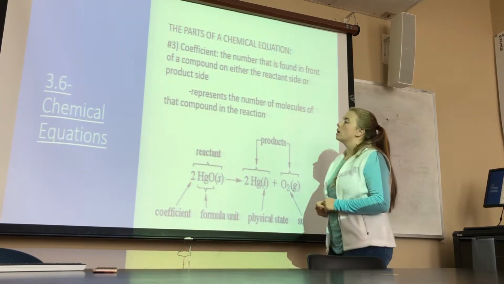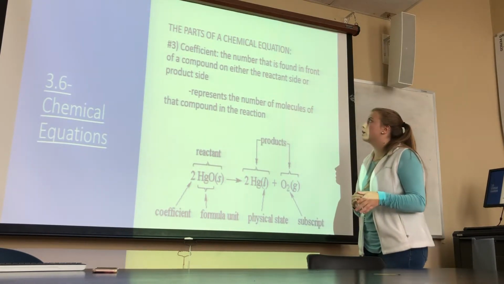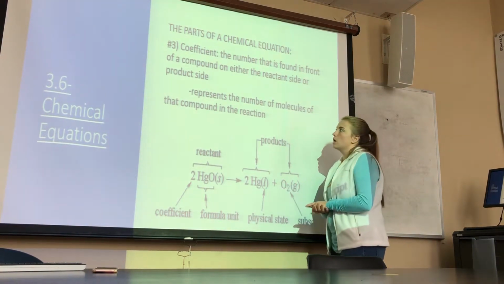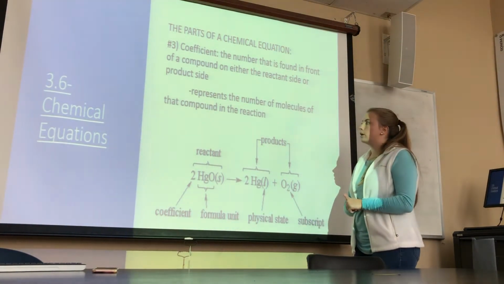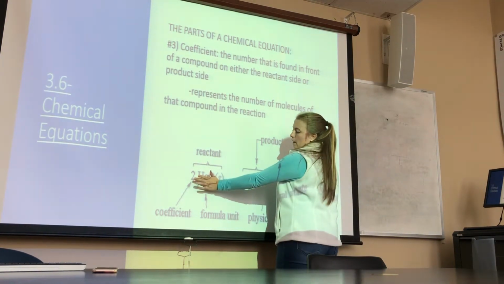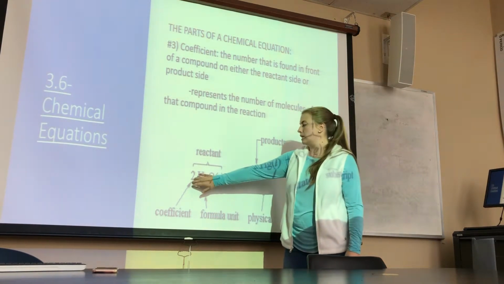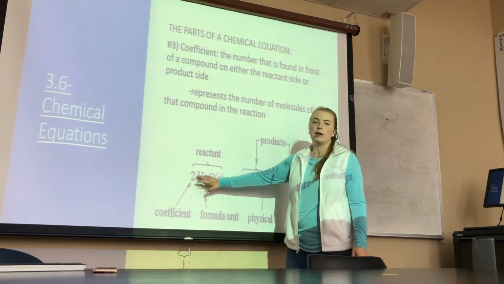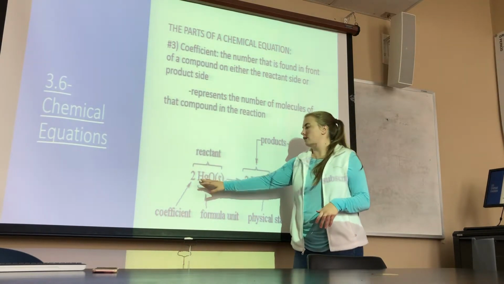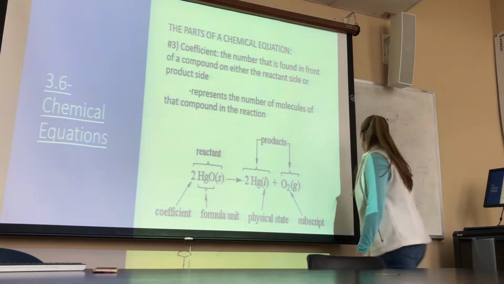Okay, so for the coefficients, a coefficient is the number that is found in front of the compound on either the reactant side or the product side, or even both. And it represents the number of molecules of that compound in the reaction. So right here we have a coefficient of 2, and this 2 represents that anything that's behind it has 2 of them. So there's 2 of each of these elements, and right here there's 2 of this element.